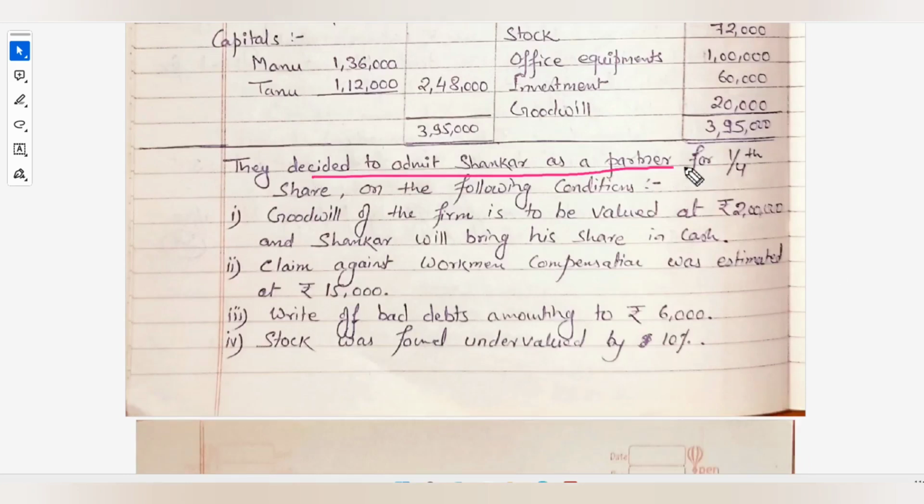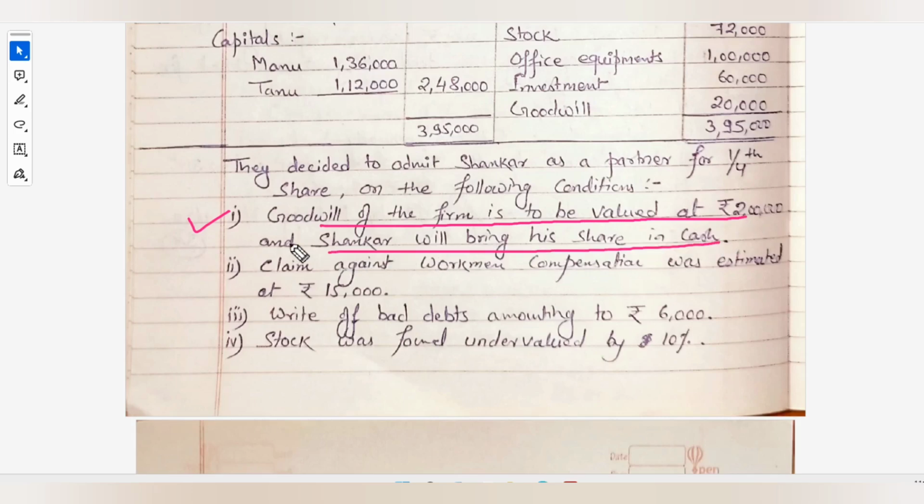They decided to admit Shankar as a partner for a 1/4 share on the following conditions. So a new partner is admitted named Shankar, his share will be 1/4, and the following conditions have been decided. The first one is goodwill of the firm is to be valued at rupees 2 lakh and Shankar will bring his share in cash. So the new partner Shankar will have to bring his share of goodwill out of the goodwill of the firm, that is rupees 2 lakh. Then claim against workman compensation was estimated at rupees 15,000.